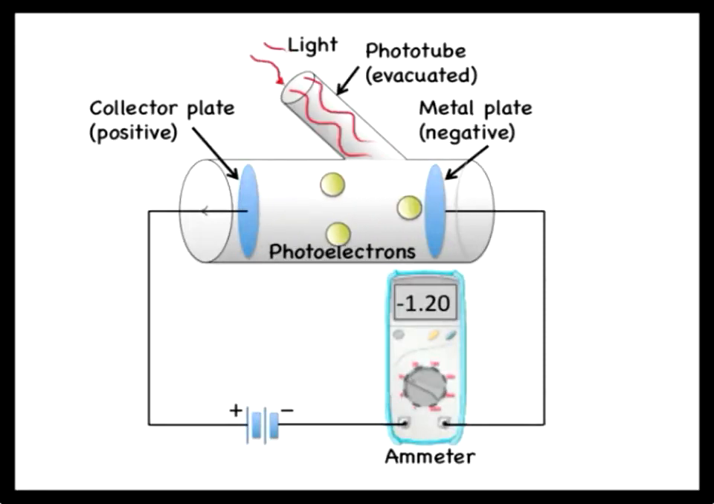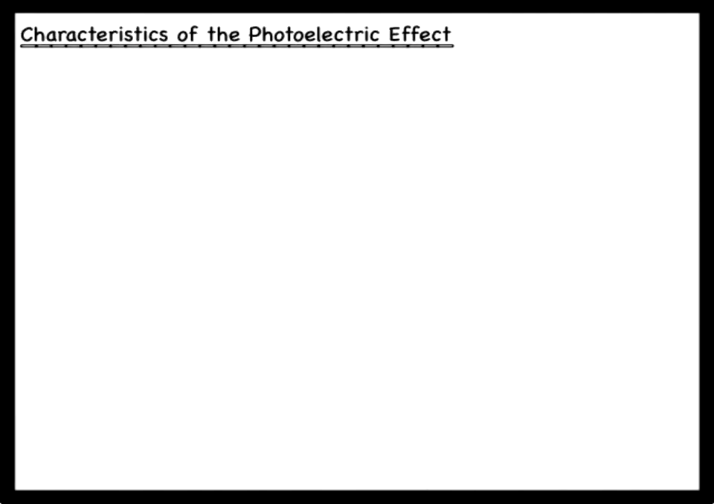These photoelectrons, as they are called, are accelerated through a potential difference and collected at the positive plate, thereby creating a flow of current between the two plates. As long as the light of this frequency or higher continues to shine, the current will be maintained. Let's consider some very important characteristics of the photoelectric effect.